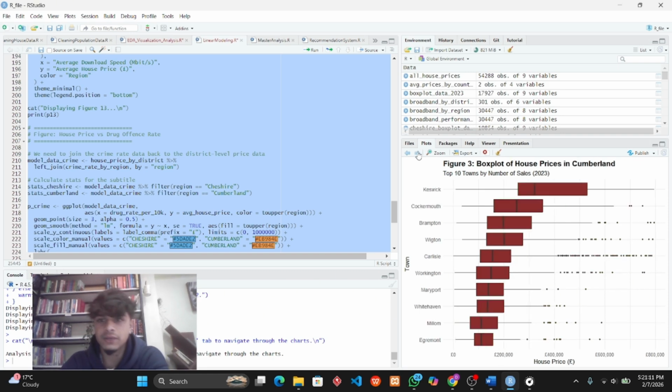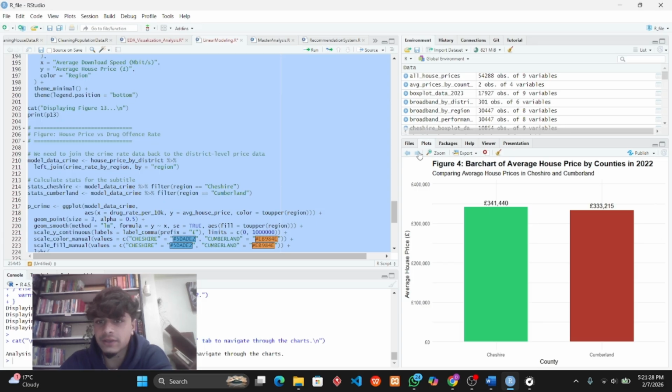In figure 3, we can see a box plot of house price in Cumberland. This figure shows that most towns in Cumberland have lower and similar house prices. Only a few towns appear as outliers, indicating a small premium market.